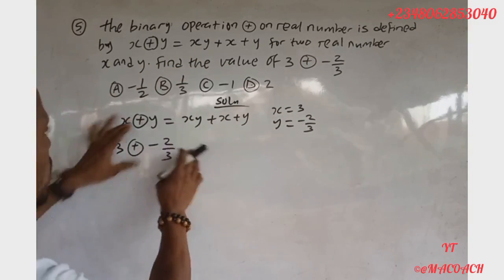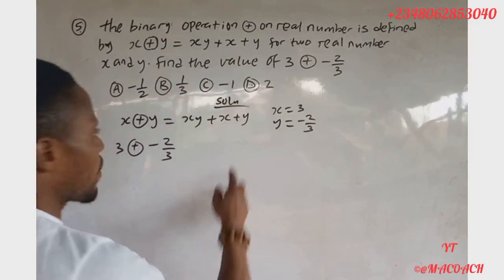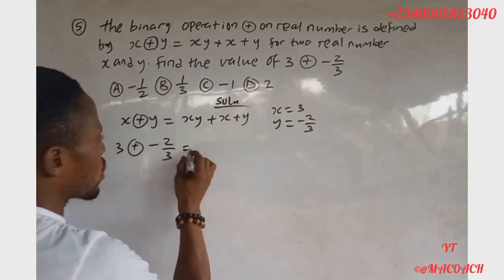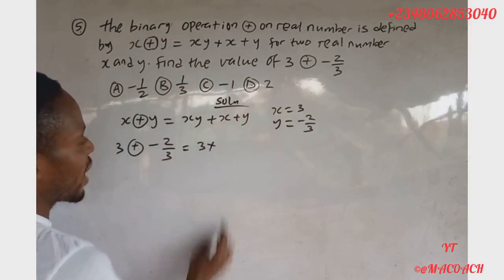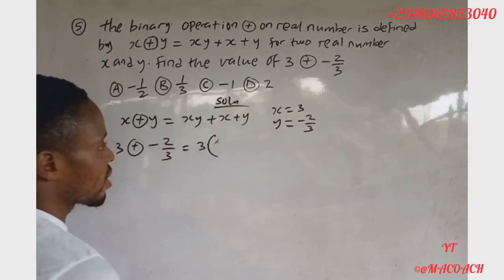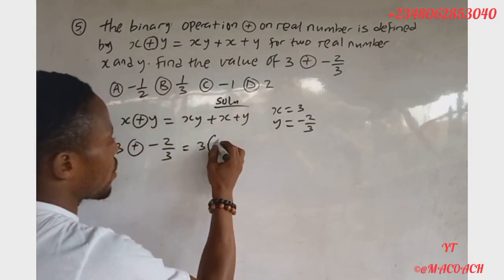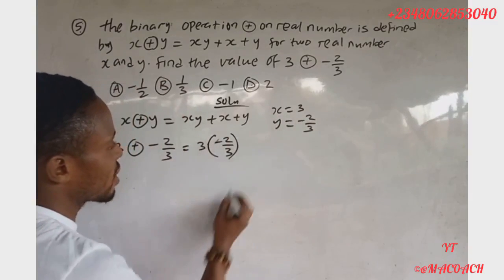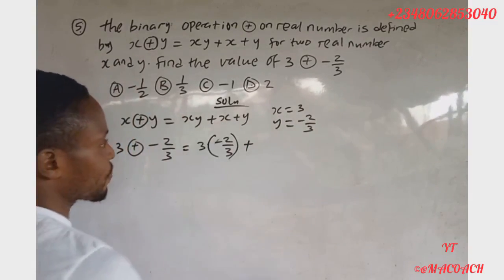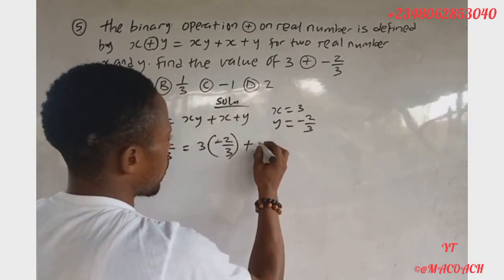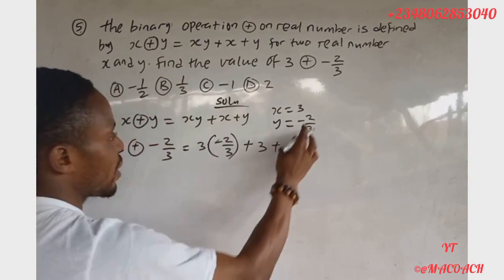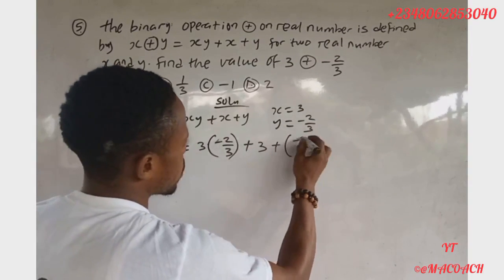Let's express this according to what we have here. I said our S is equal to 3. So here we have our 3 multiplied by, in brackets, our Y. Our Y is equal to minus 2 over 3. Plus, in brackets, our S, which is 3, plus our Y, which is in brackets minus 2 over 3.